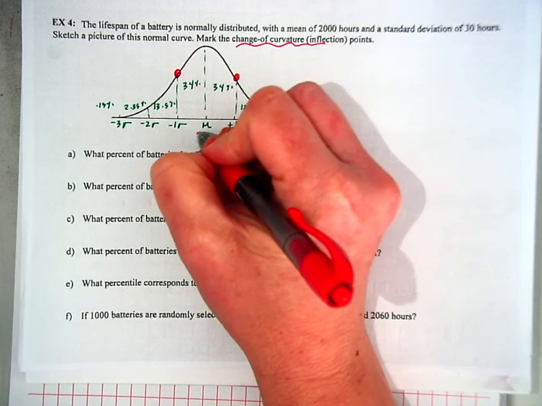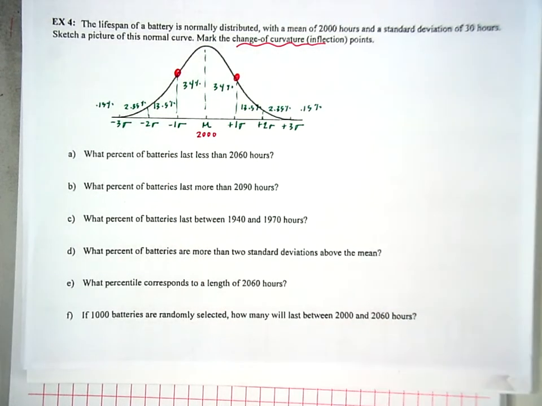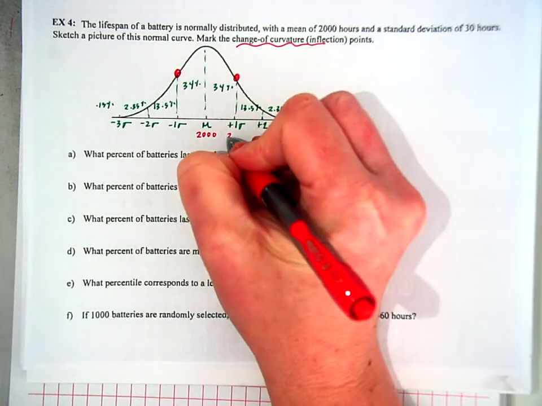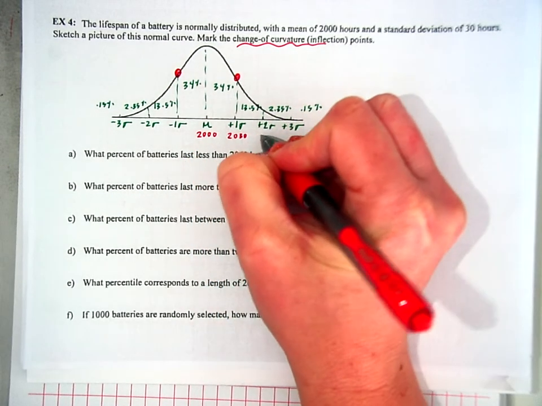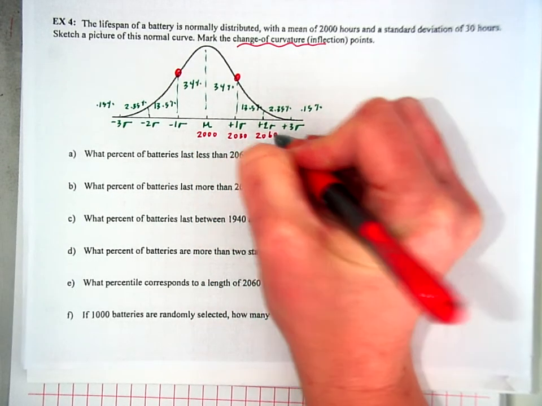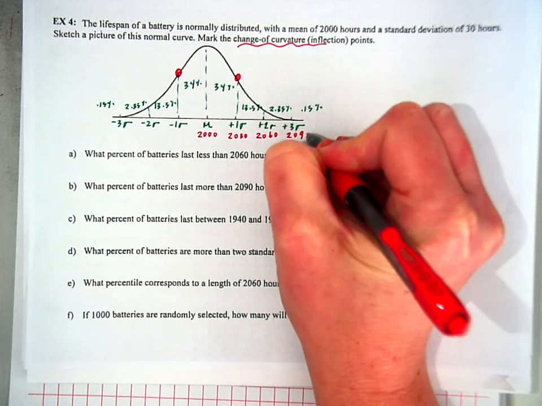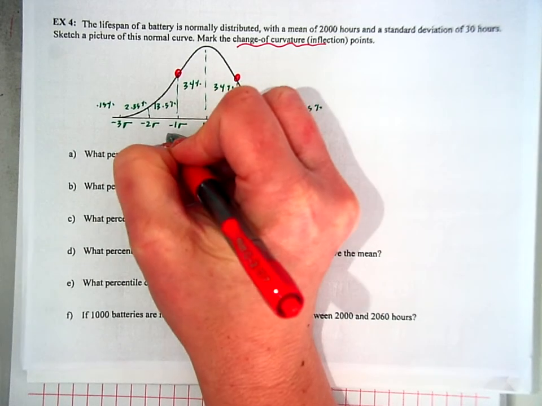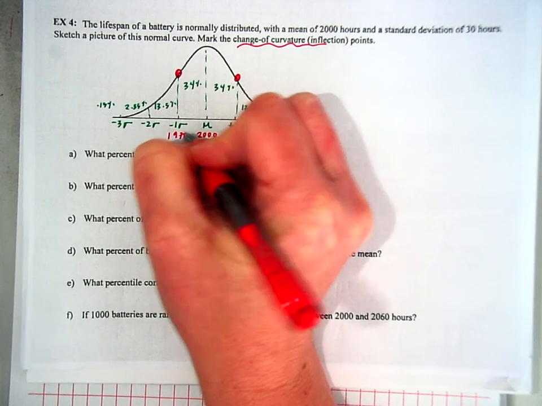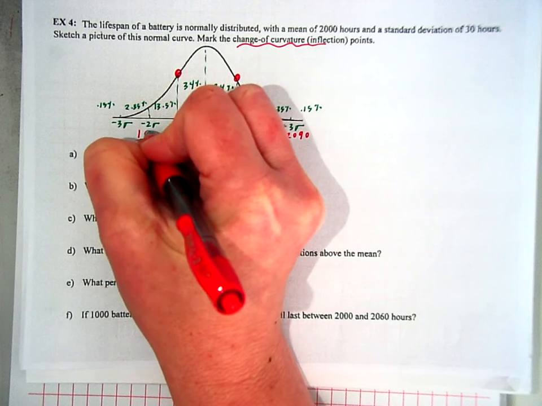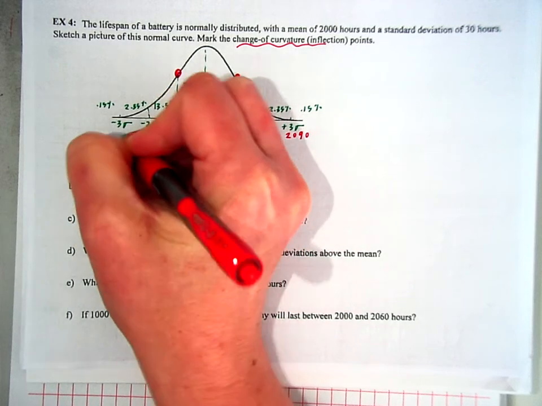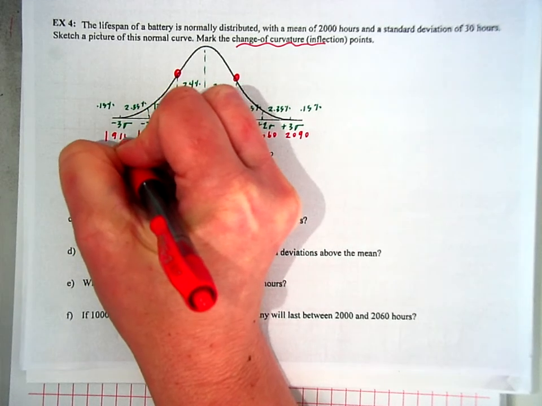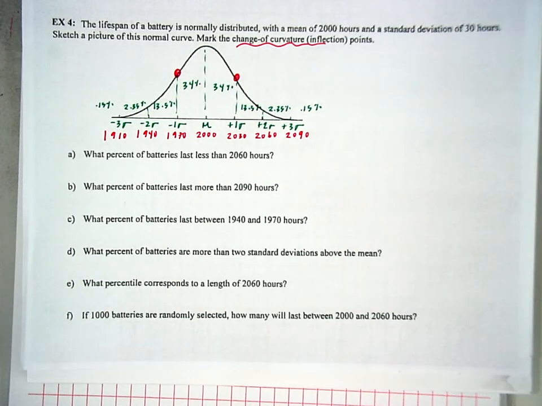And then I have to add context. So my mean is 2,000, right? 2,000 hours. The standard deviation is 30. So if I add 30, I get 2,030, another 30, 2,060, another 30, 2,090. Take away 30, I have 1,970. Take away another 30, 1,940. Take away another 30, 1,910.